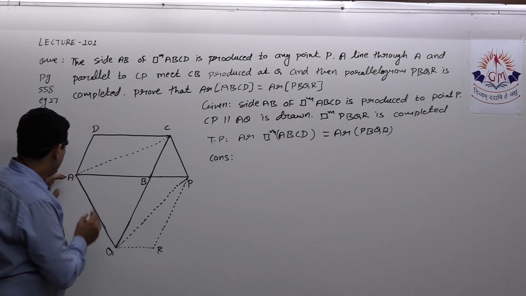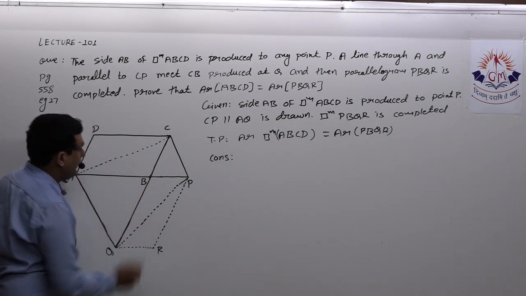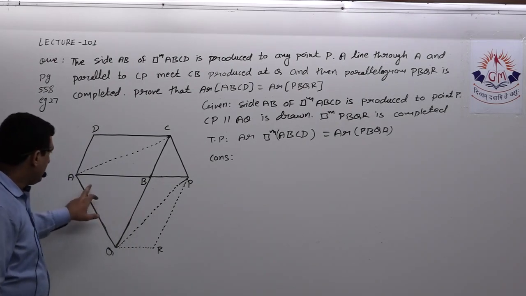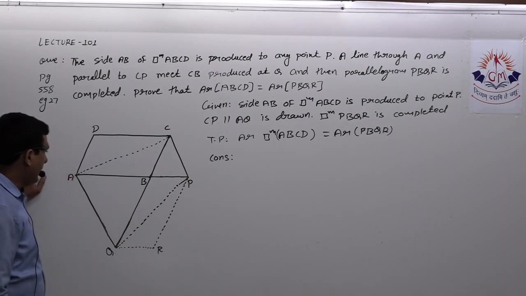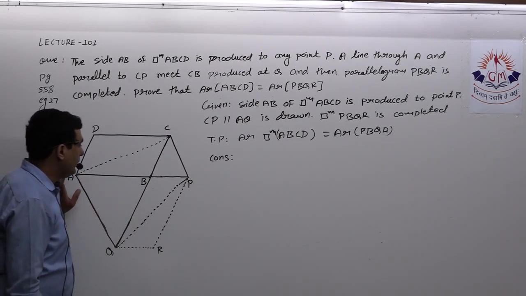Okay, this triangle AQC and this triangle AQP are on the same base and between same parallels, isn't it? Triangle AQC and triangle AQP are on the same base AQ and between same parallels, so they will be equal in area.